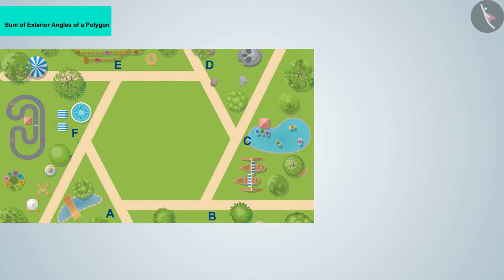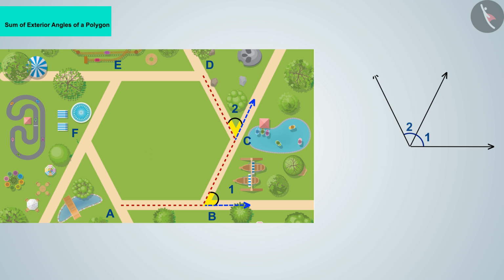Suppose you are in a hexagonal garden. You start from vertex A and move once in the anti-clockwise direction along the boundary of the garden. You start with A and move in the direction of AB. As soon as you reach B, you rotate by angle 1 and move towards BC. Let us represent this angle 1 on the right. As soon as you reach C, you move in the direction of CD by rotating by angle 2. Angle 2 is also represented on the right.